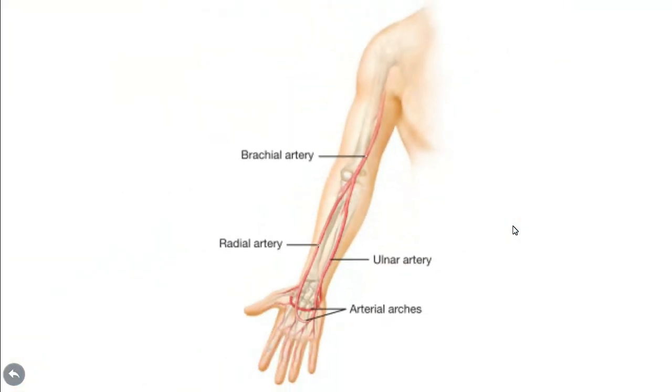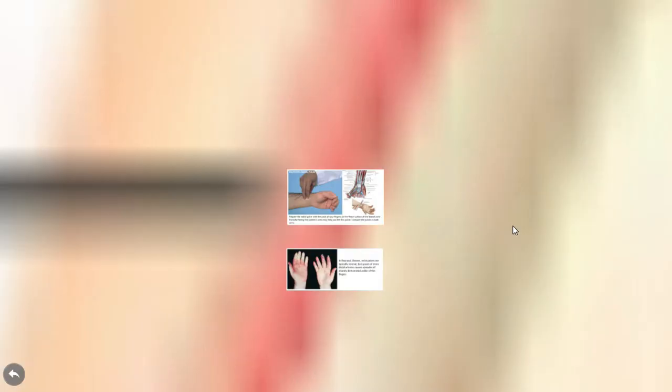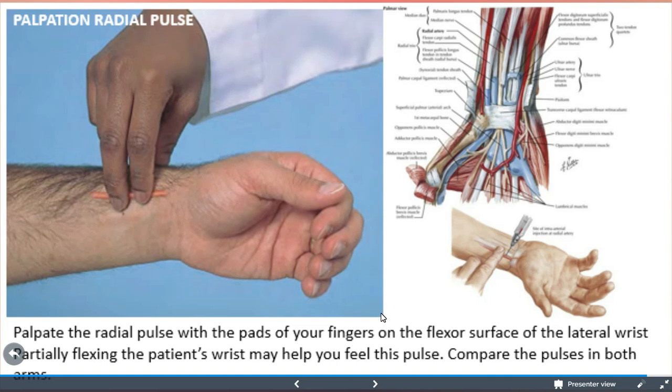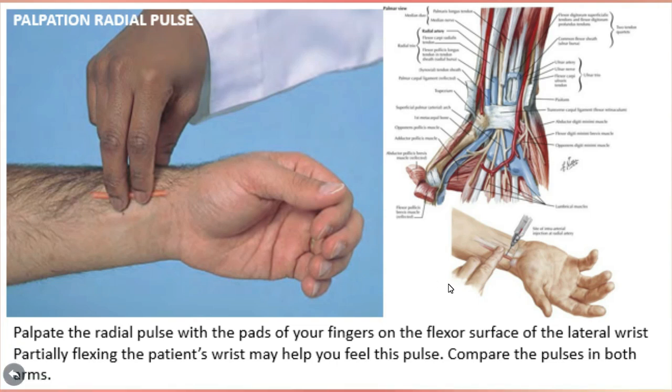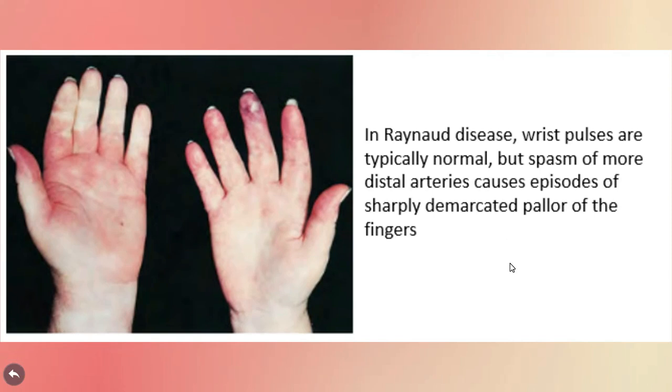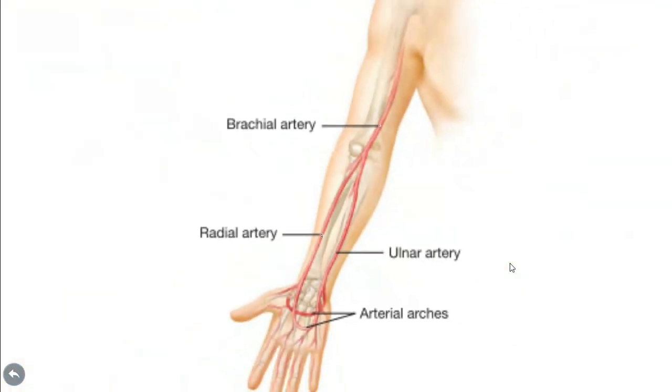Next is the radial artery. This is how you palpate, using the pulps of your fingers on the flexor surface of the lateral wrist. Sometimes you can partially flex the wrist, which can help you localize the pulse, and compare it to the other hand. This is important for taking arterial blood gas analysis. For patients with Raynaud's disease, the wrist pulses are typically normal, but spasm of more distal vessels causes episodes of demarcated pallor.